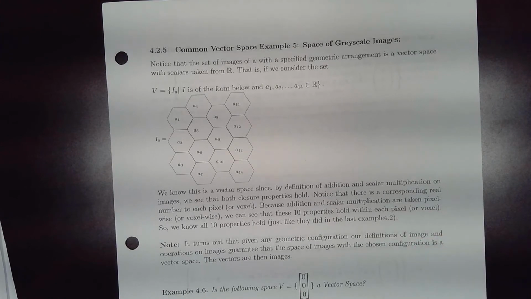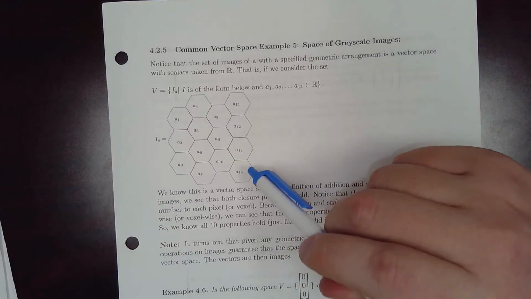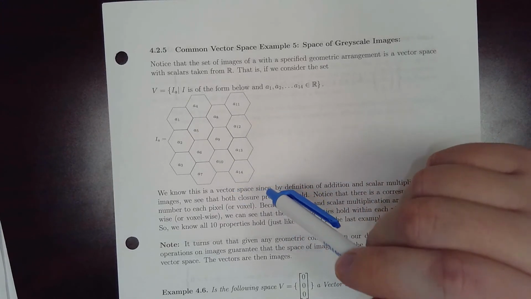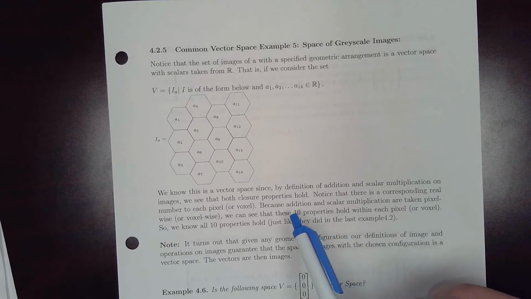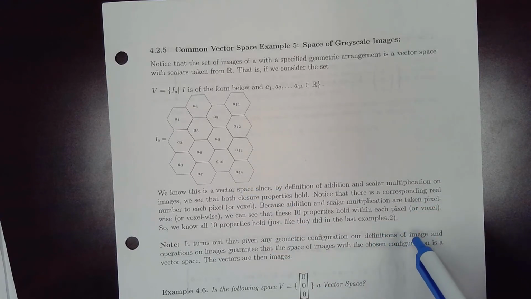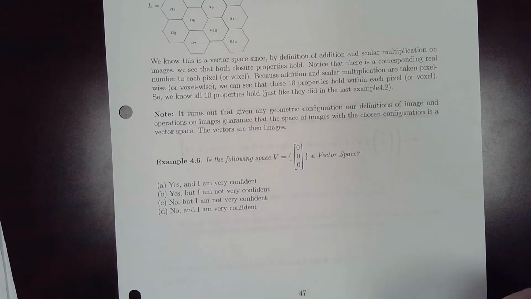All right, we also can talk about grayscale images as a vector space. So notice that the set of images with a specific form are going to make a vector space with scalars taken from R. That is, if we consider this matrix or this image below, this is going to be a vector space since addition and scalar multiplication are both going to work for us, and there's a corresponding real number to each individual pixel or voxel, however you want to call it, and we'll end up getting all 10 of the properties that we're looking at, which is great.